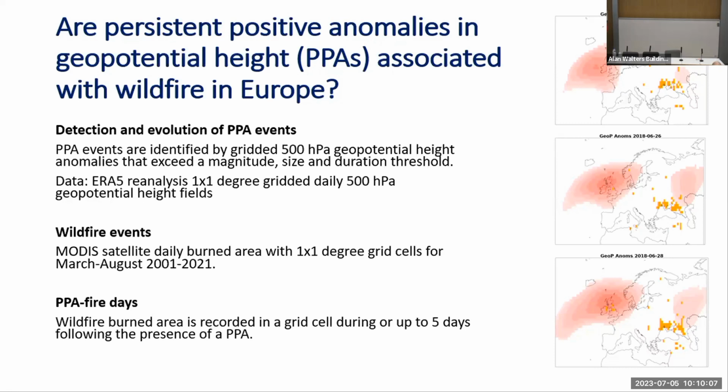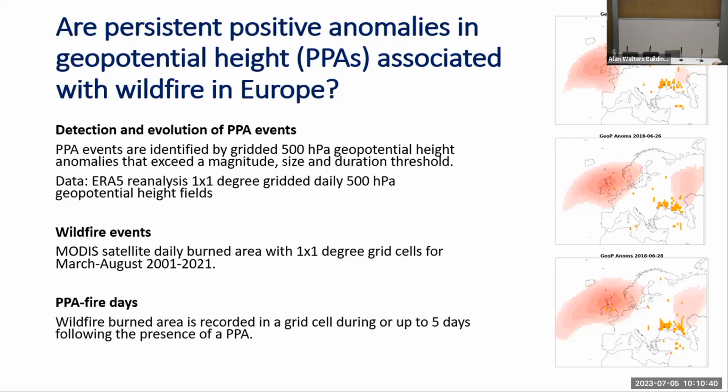So essentially what a PPA does is, we were working at the 1 degree level. And so for each grid cell, it detects: is this geopotential height anomaly exceeding a certain daily varying magnitude? Are those anomalies of a certain size, 40,000 square kilometers? And have they persisted for a duration of at least 5 days? And if that's yes, then it marks that as a PPA event and it tracks the movement of that system.